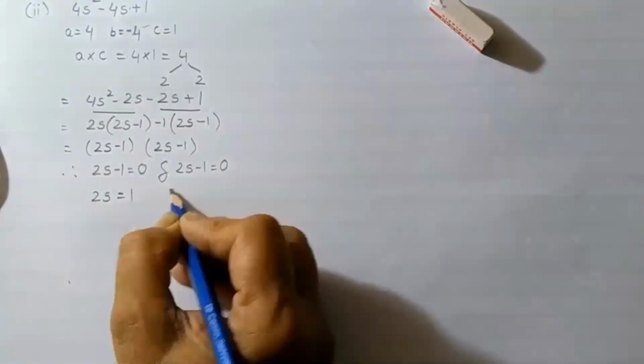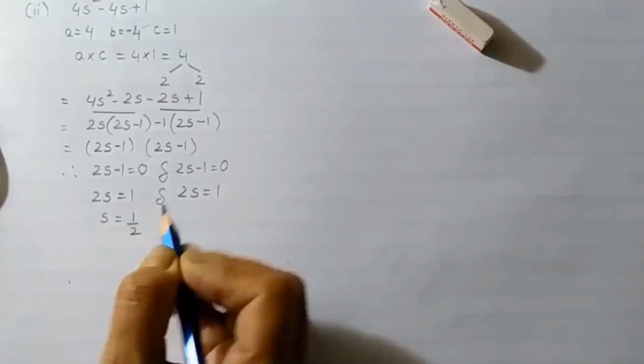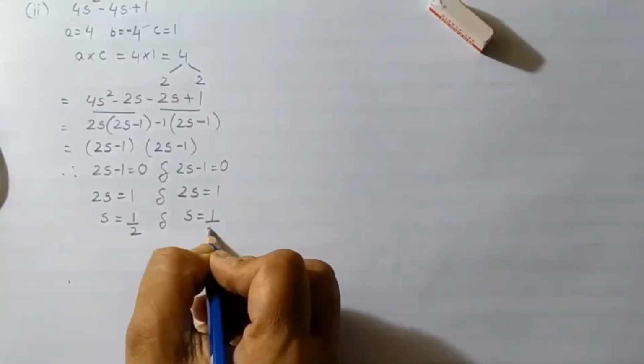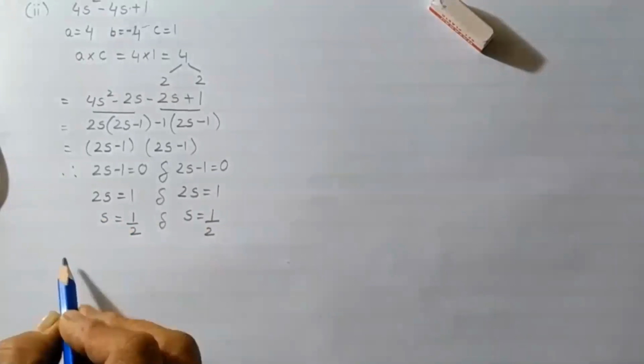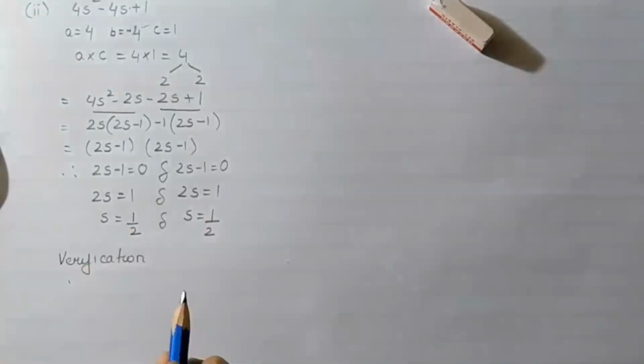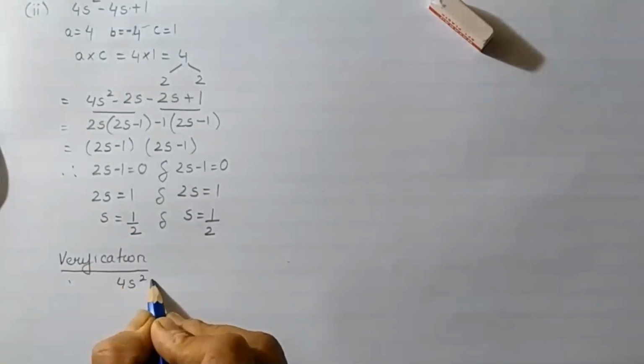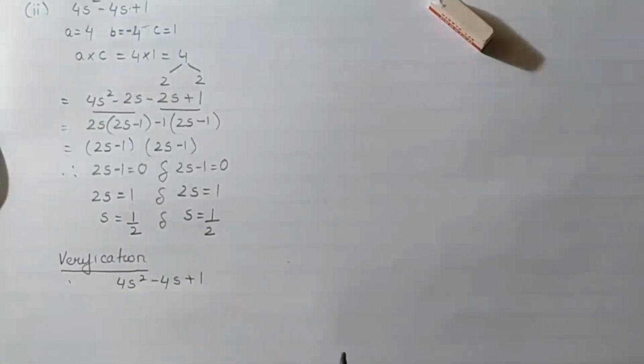2s is equal to 1, and here also 2s is equal to 1. So s is equal to 1 upon 2, and the other zero is also 1 upon 2. Now let us verify. Verification. 4s square minus 4s plus 1, A is equal to 4, B is equal to minus 4, C is equal to 1.